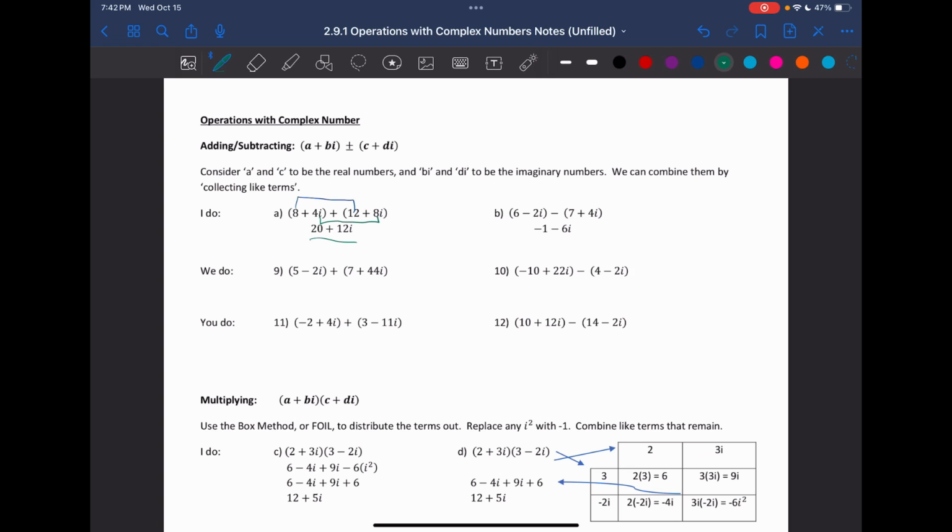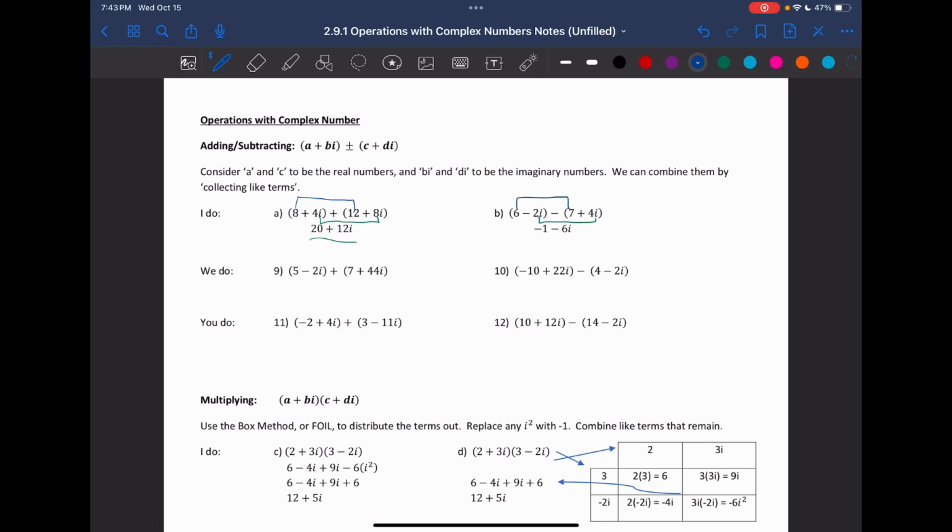Same thing for letter B. However, in letter B, we're subtracting. So we have to just be careful that when we subtract, you literally have to make sure you're subtracting those values. So 6 minus 7 is negative 1. And negative 2 minus 4i is negative 6i.